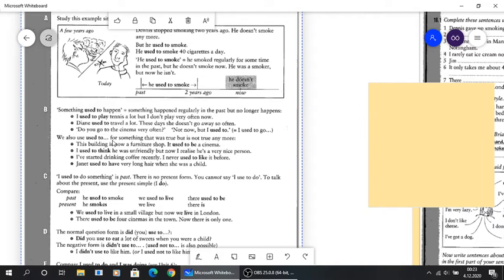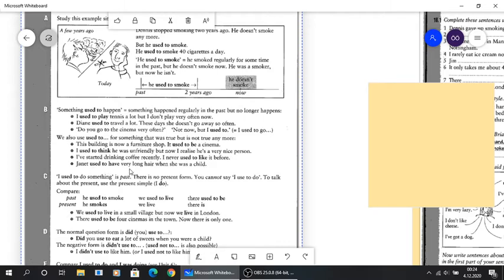We also use used to for something that was true, but it's not true anymore. For example, this building is now a furniture shop. It used to be a cinema, but now it's not a cinema. It is now a furniture shop. I used to think he was unfriendly, but now I realize he's a very nice person. I have started drinking coffee recently. I never used to like it before.